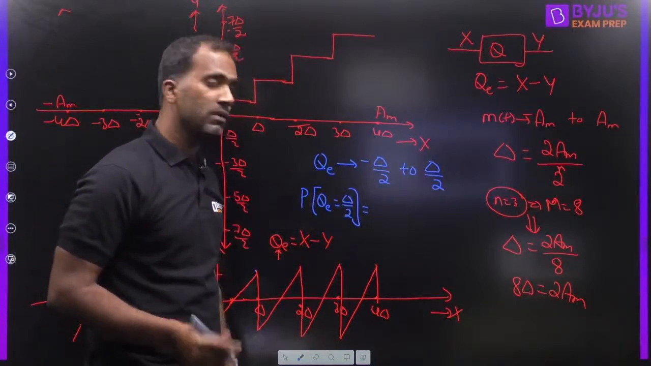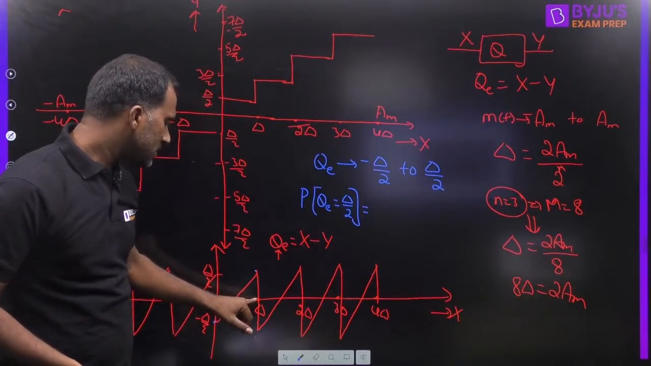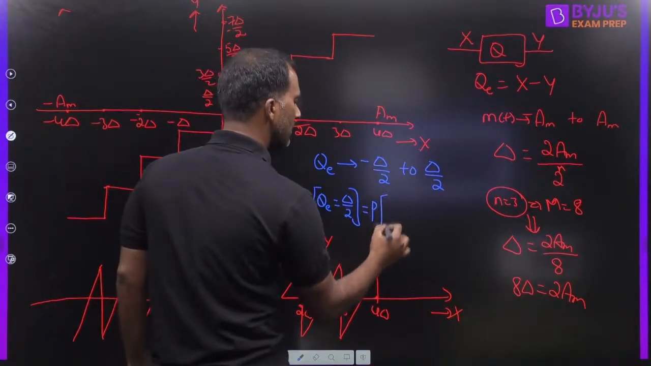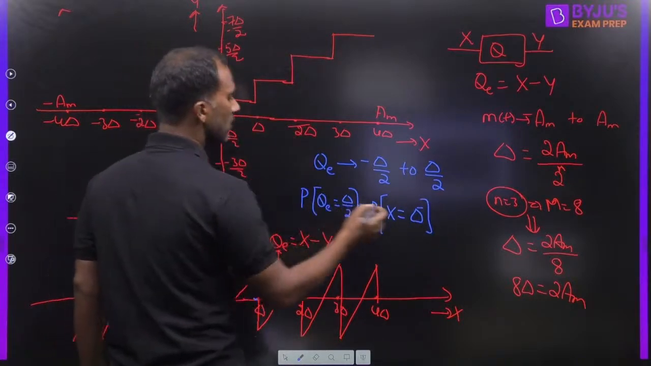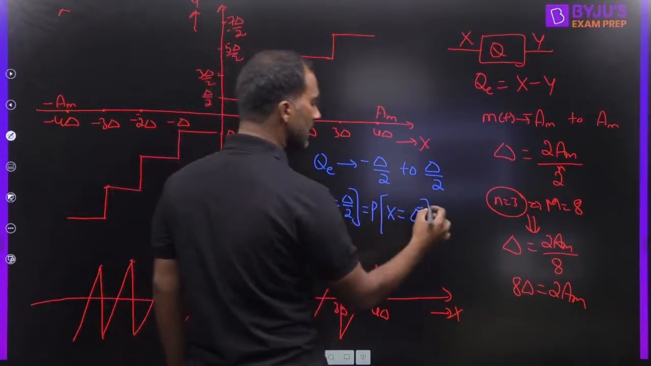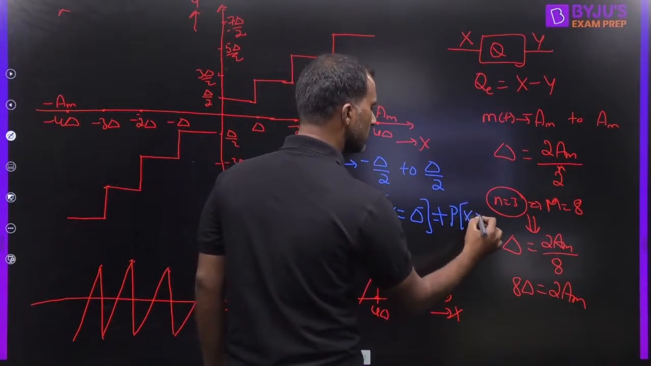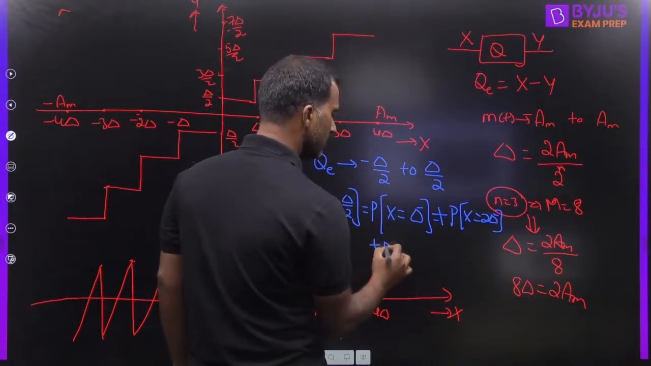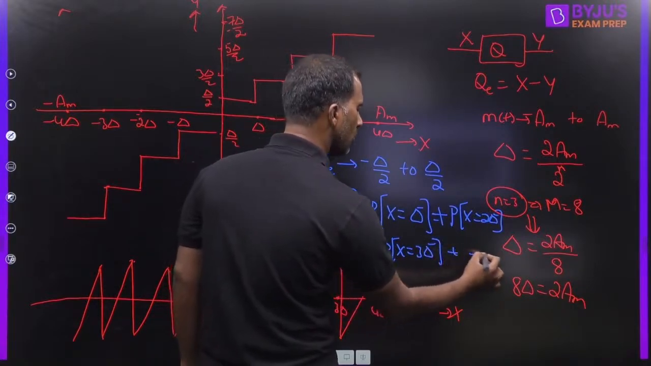Quantization error can be delta by 2 in multiple scenarios. In what cases? When the input is just below delta, or delta minus, I'll say, or when the input is just below 2 delta, so 2 delta minus, you can say. Similarly, when the input is just below 3 delta, and so on.